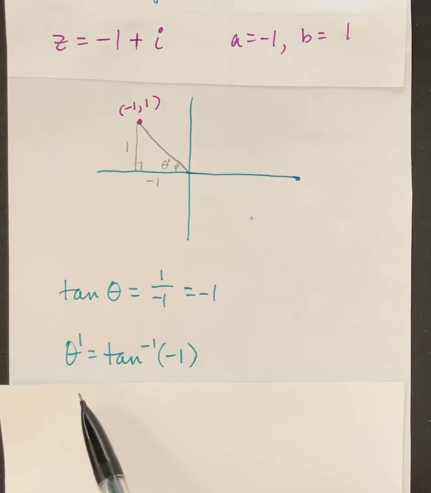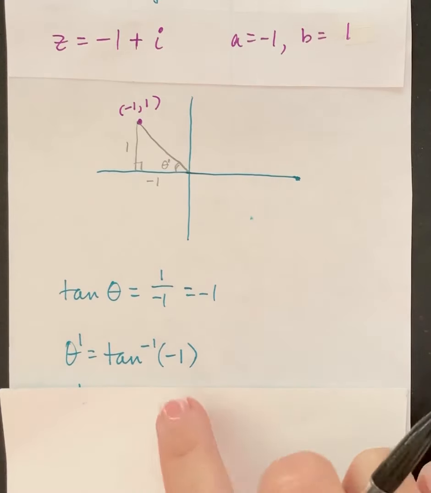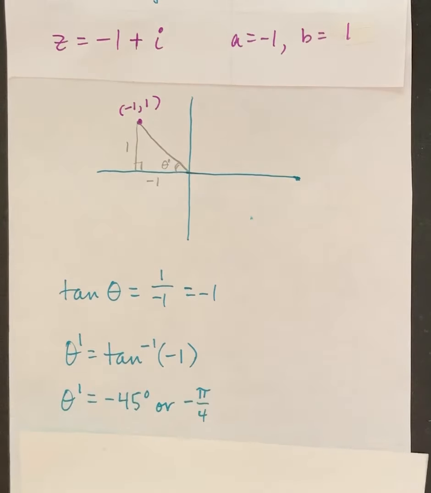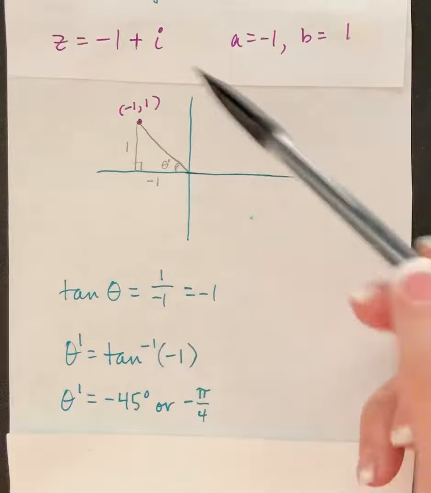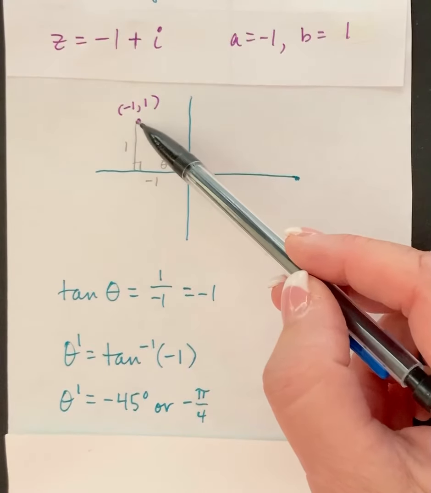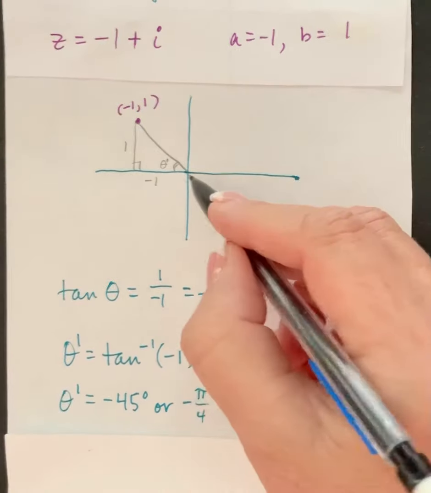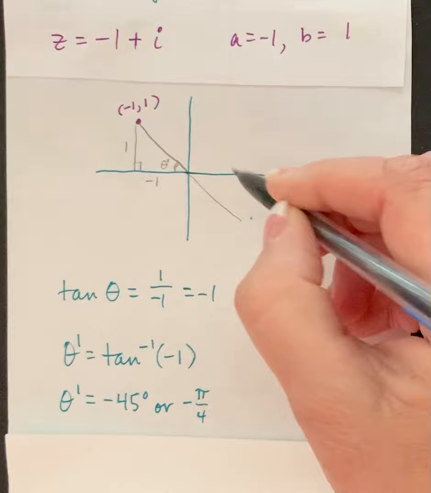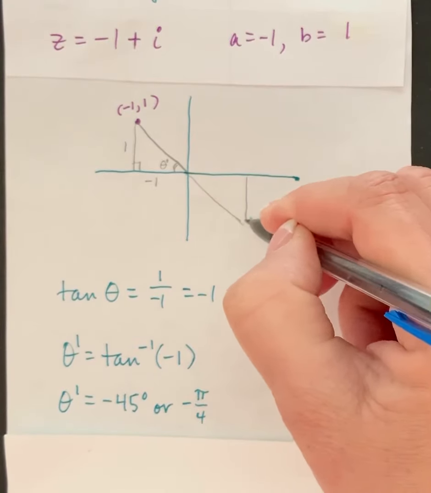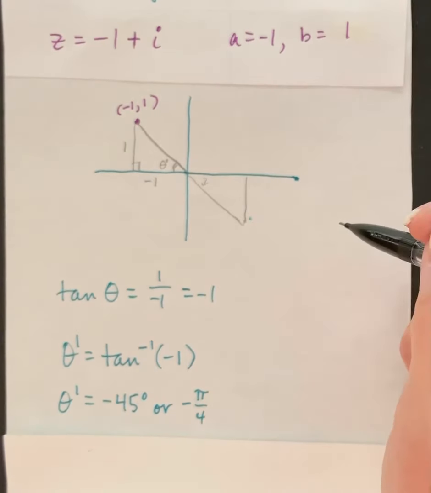Okay, so the tangent of the argument is 1 divided by -1, which is -1. Now, if you do the inverse tangent of that, that will give you a reference angle. It will not give you the actual answer. The inverse tangent of -1 in degrees is -45 degrees, and in radians, -pi/4. You can see this point is in the second quadrant. These angles are not in the second quadrant. So -45 degrees, or -pi/4, is actually over here in the 4th quadrant.